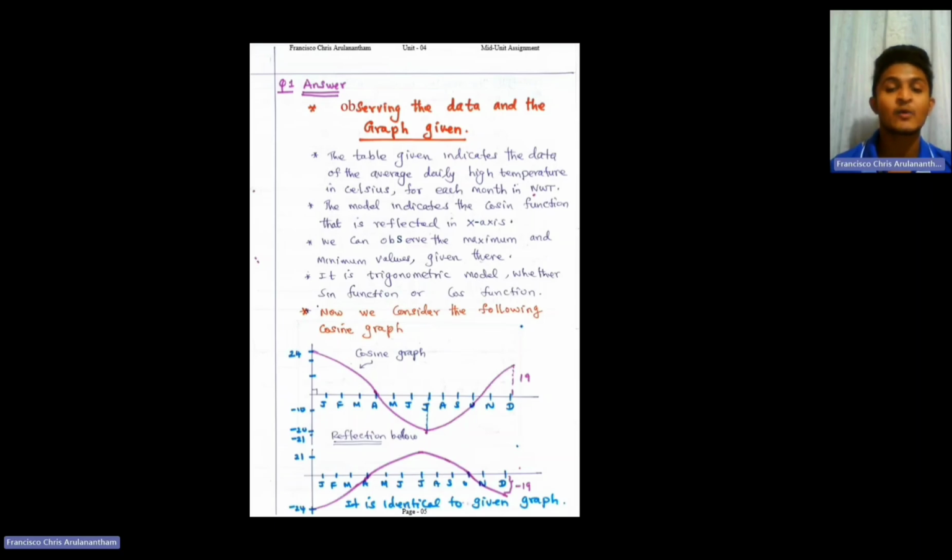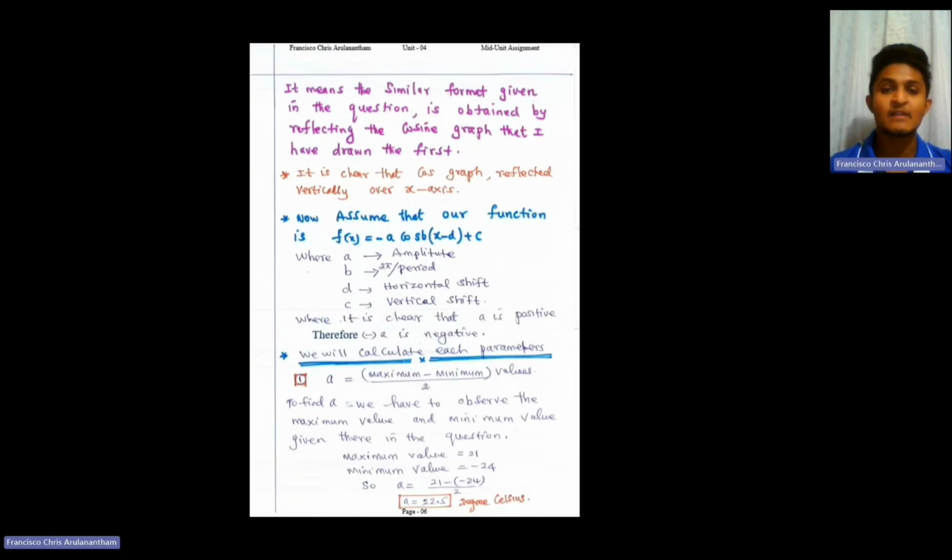Now we consider the following cosine graph. The given graph is a reflection of this cosine graph. This is the reflection given below. It is identical to the given graph. In brief, the similar format given in the question is obtained by reflecting the cosine graph that I have drawn first. It is clear that the cos graph is reflected vertically over the x-axis.